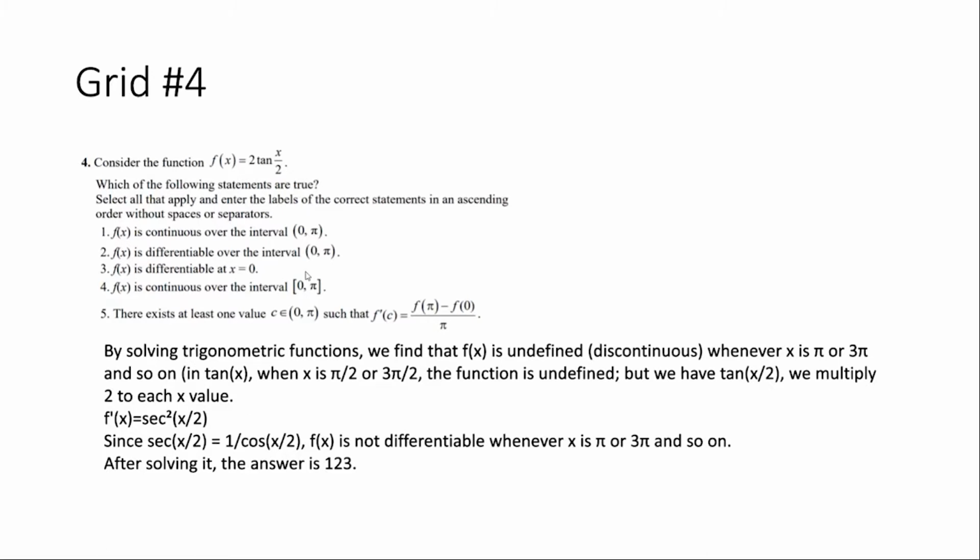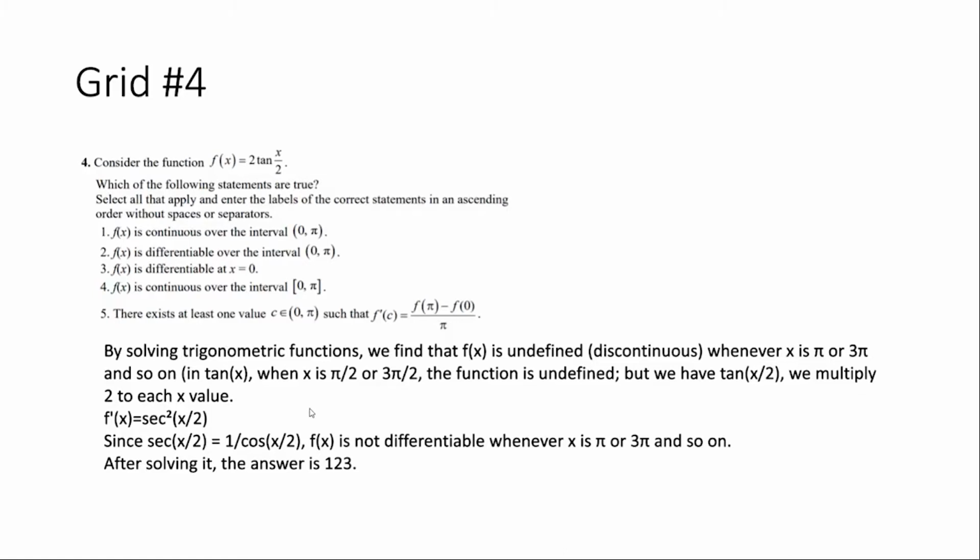But since it's an open interval, we don't care about 0 and pi. We just care about what's between them. If we substitute pi over 2, we get cosine pi over 4, which gives you 1 over cosine pi over 4, a definite value, so it's differentiable. So 2 is true. 3. It is differentiable at x equals 0. Just substitute in this equation, secant squared x over 2. If you substitute 0, you'll get 1. So it's a definite value, hence differentiable.